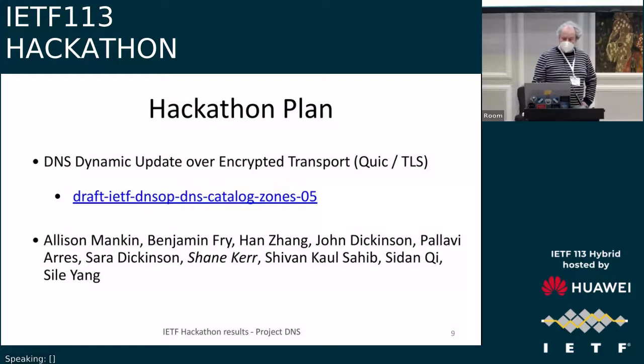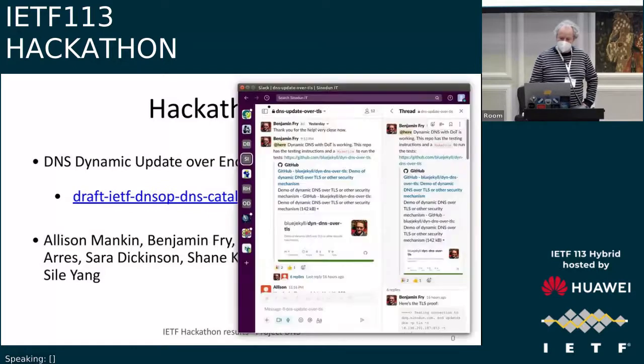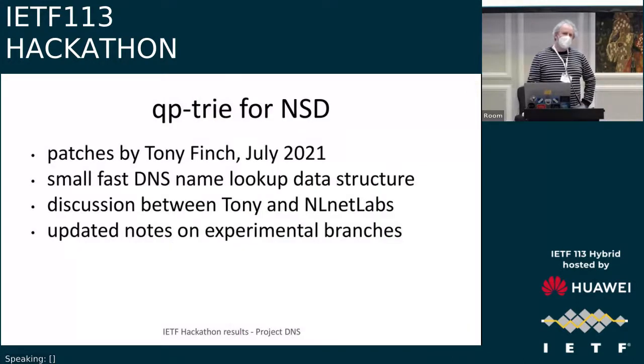There were a lot of people working on this online, so not in person. And they booked great success. Here you can see Benjamin Fry reporting success on the DNS over TLS dynamic update implemented in Rust. And then Tony Finch, who started recently working for ISC, decided to do some improvements for the NLnet Labs implementation. So that's really great. Thank you, Tony.